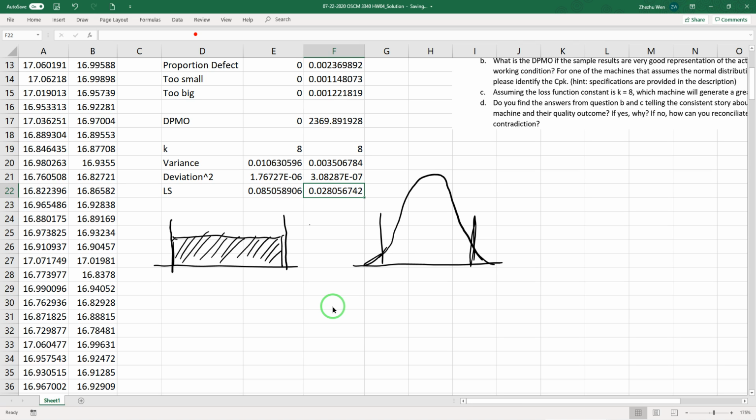But here for machine B, all the outputs are spread across different range, but the majority of them are concentrated in this range, which are more close to the target. But in this case, this is not. So that is the reason why, even though this guy has a smaller DPMO, it will have a greater value in terms of the expected loss in here. So this is what Taguchi loss function is.